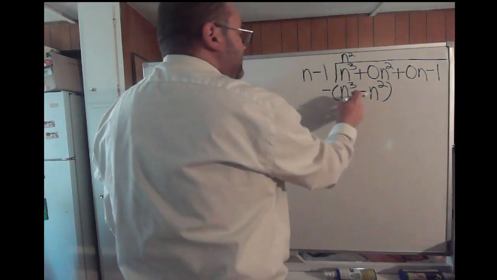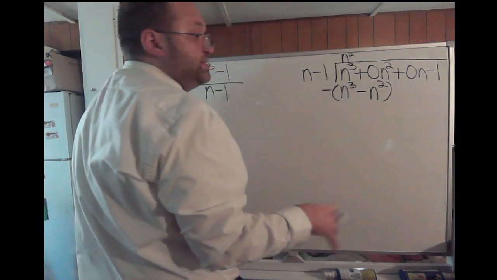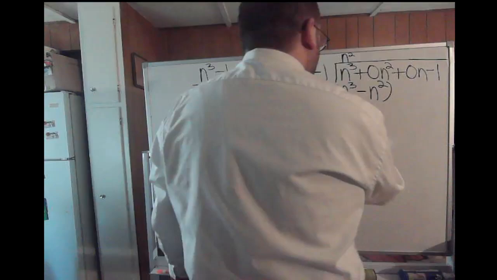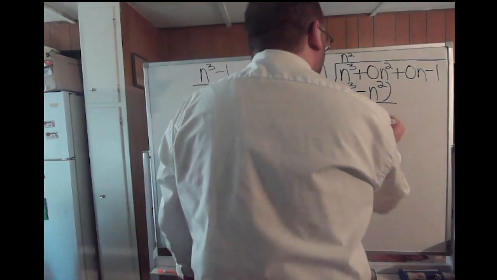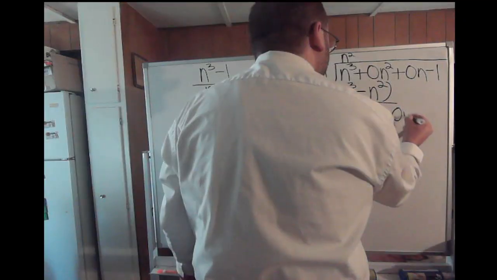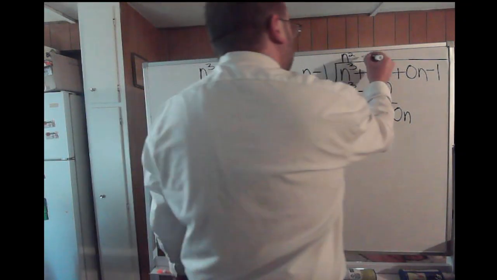N to the third minus n to the third is 0. Negative n squared is actually plus n squared. So 0n squared plus n squared, well, that's going to give you n squared. Then you'll drop your 0n down from the dividend. N times what equals n squared? Well, that'd be plus n.